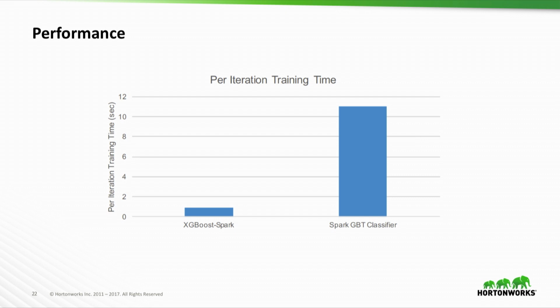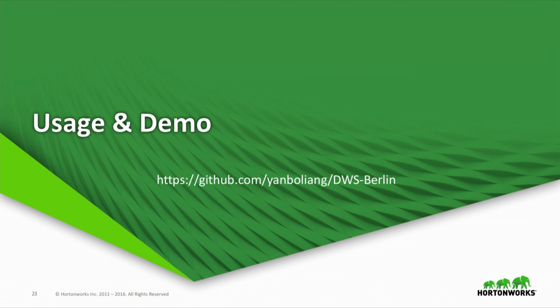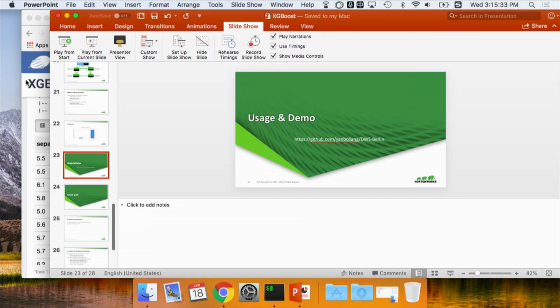OK, this is the performance for XGBoost Spark, compared with the native Spark GBT classifier. I have been complained to by a lot of friends who use the Spark GBT classifier, and they said it does not have very good performance. So you can say the XGBoost on Spark is almost 10 times faster than the MLlib GBT classifier. But there is still some room for improvement. OK, let's show the demo. I wish the demo can work well.